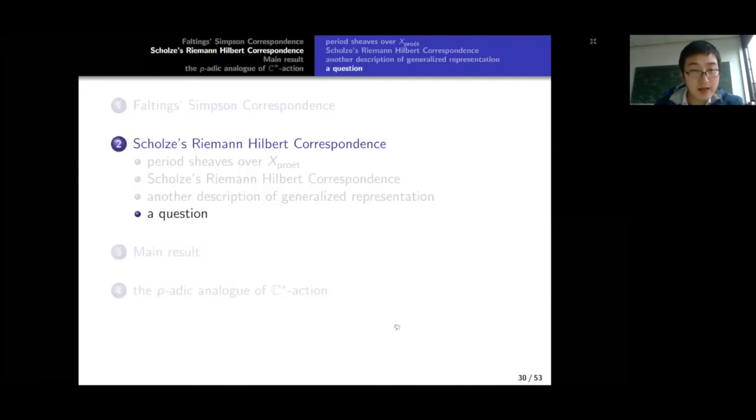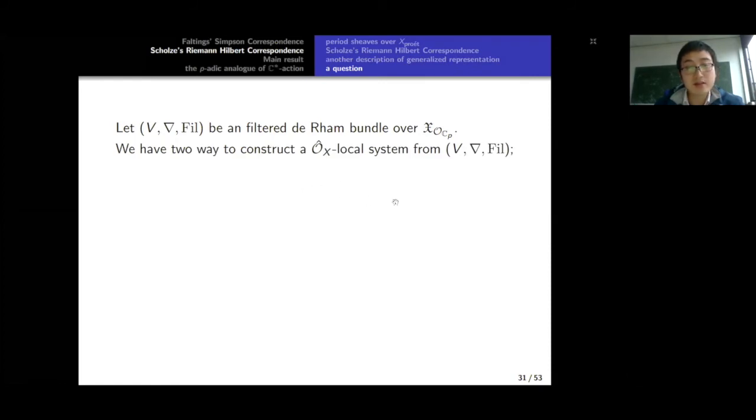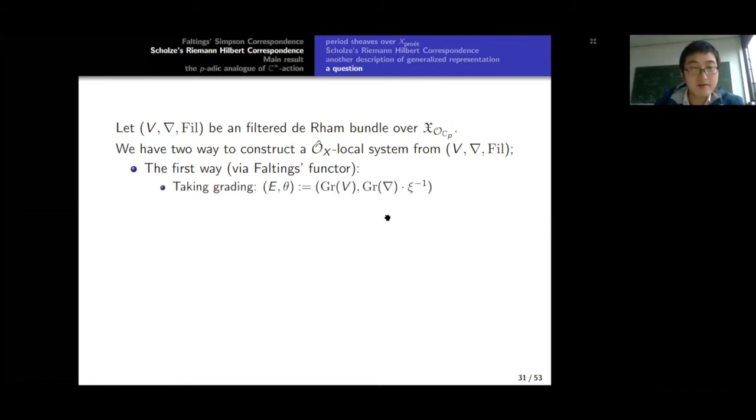Now we raise a question. Let V with filtration Fil^lambda be a filtered de Rham bundle over X_CP. We have two ways to construct an O hat X local system from this filtered de Rham bundle. The first way is via Faltings' functor. Firstly, we take the graded Higgs bundle twisted by this K_C inverse, and then taking Faltings' functor, we get a generalized representation. And tensoring with QP, we get an O hat X local system.